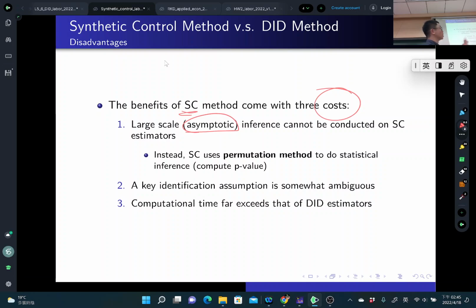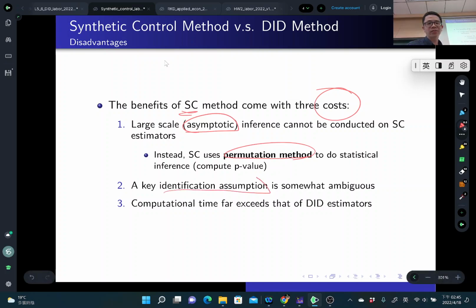So instead, we use a permutation method to do statistical inference and compute the p-value. So we can still know whether our estimate is significantly different from 0 or not. What is this permutation method? We will discuss later. Basically, we will use a lot of placebo estimates to construct the distribution of the synthetic control estimator, and compare our real estimate with the estimates based on the control groups. Then we can get a p-value. Okay.